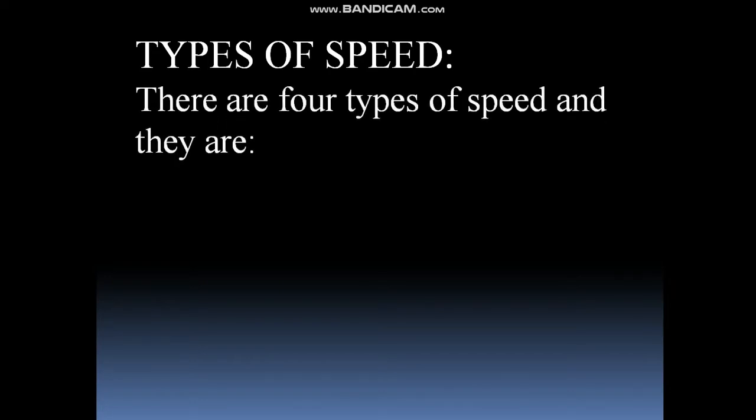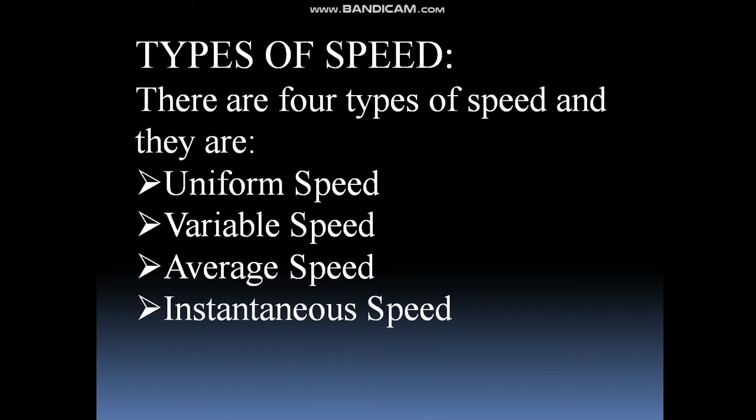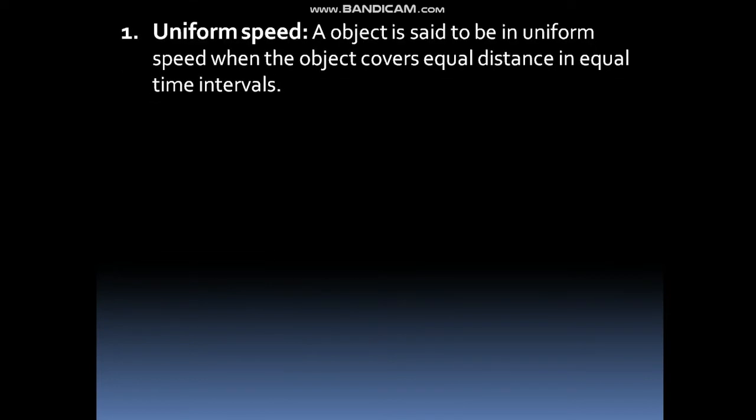Now the speed can be studied under different categories. We can have different categories of speed. So there are 4 types of speed we can define. First is uniform speed. Then we have variable speed, average speed and instantaneous speed. Now what are these individually?